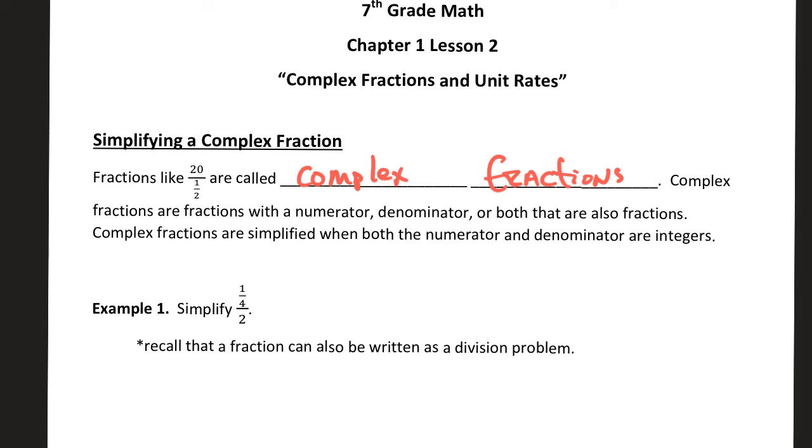It's really pretty simple. Okay, complex fractions are fractions where the numerator, denominator, or both are also fractions. Right? Complex fractions are simplified when both the numerator and the denominator are integers, which essentially means, for lack of a better term, whole numbers, okay, not fractions, right?